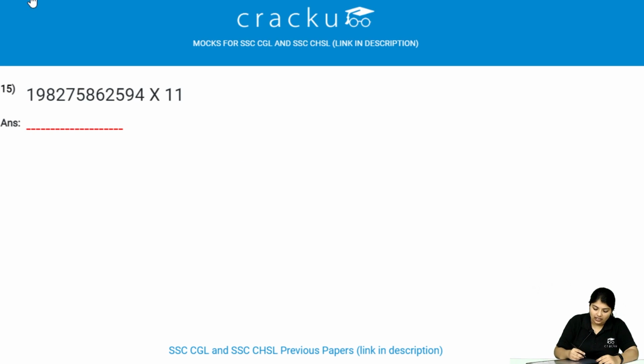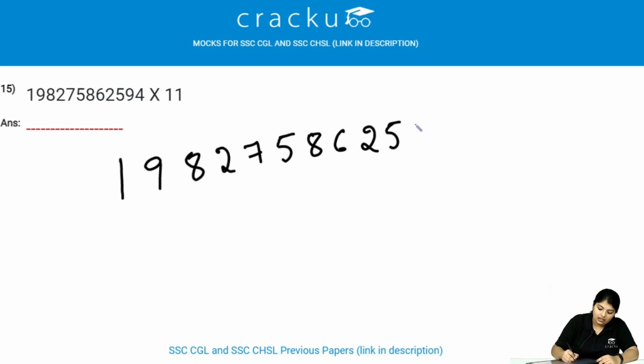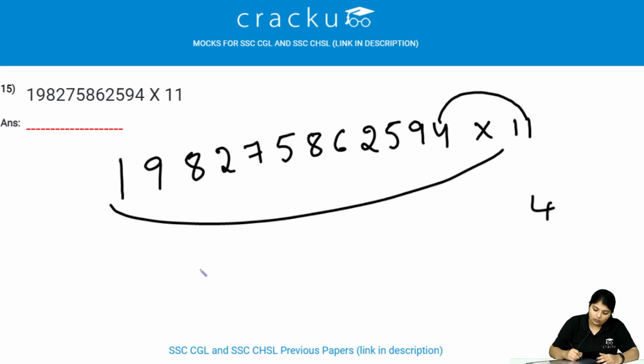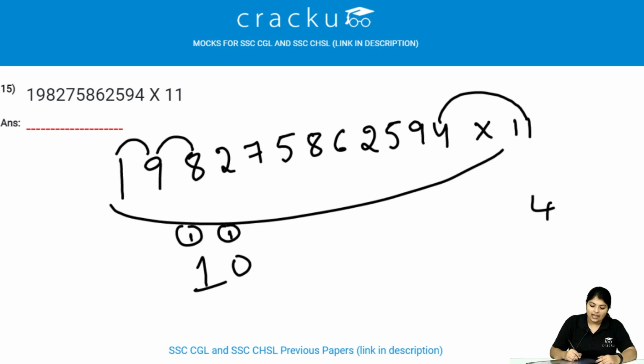Let's solve this question now. It is 19827586259 into 11. As I have said in the first trick, it is 4 ones 4 in the units place, and 1 into 1 is 1 at the start. And now let's add the numbers. 9 plus 1 is 10, 1 carry and 0. 8 plus 9 is 17, 1 carry, 7 here. 8 plus 2 is 10, again 1 carry, 0 here.